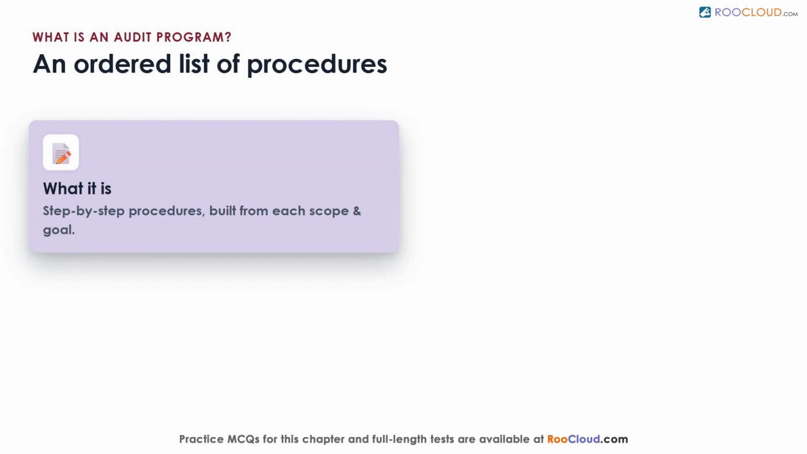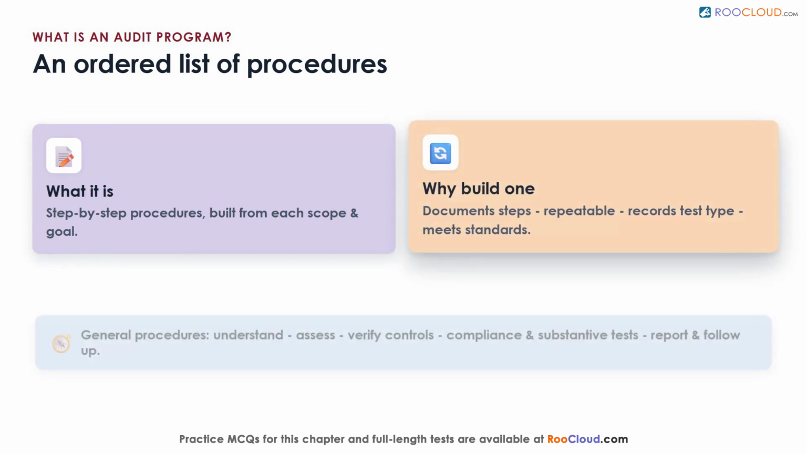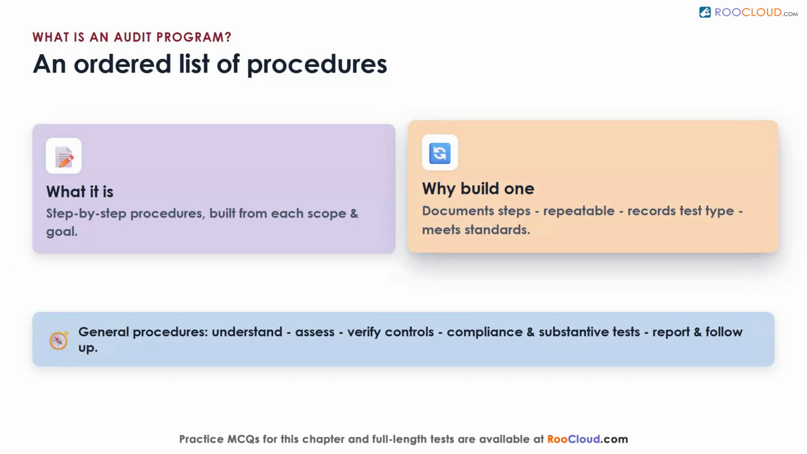What do the general procedures include? Recording your understanding of the subject. Building a risk assessment, then a plan and schedule. Doing a preliminary review of the area. Verifying the controls meet their objectives. Running compliance and substantive tests. Then reporting and following up.